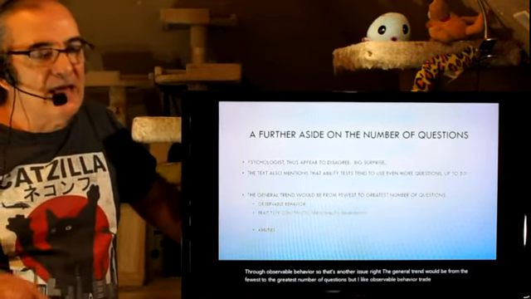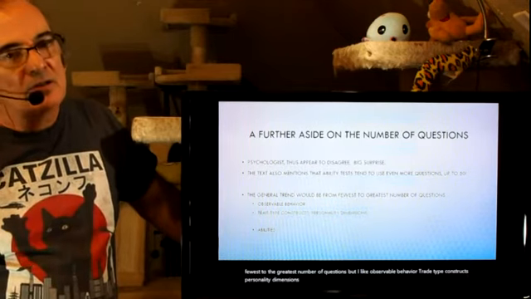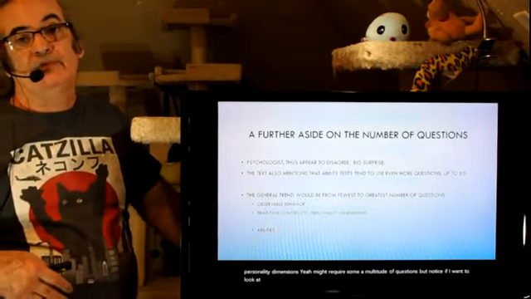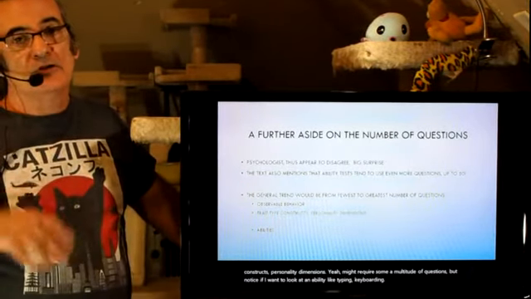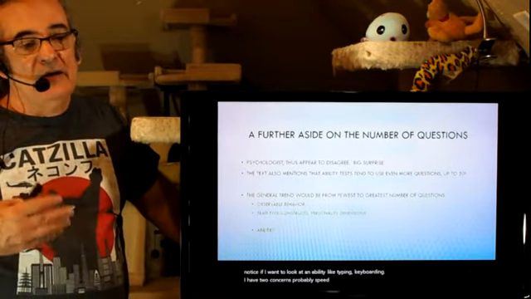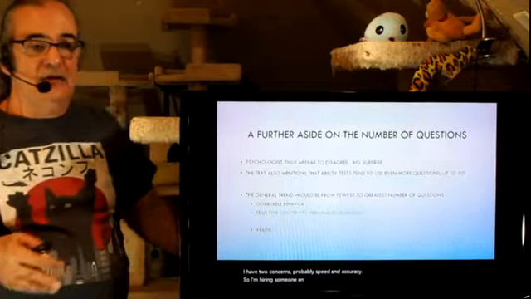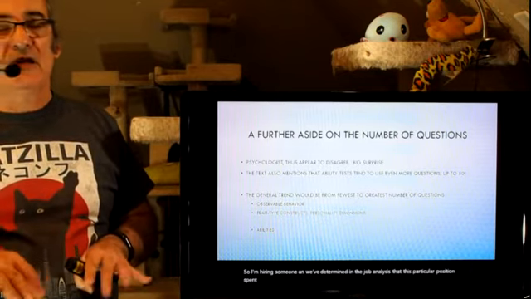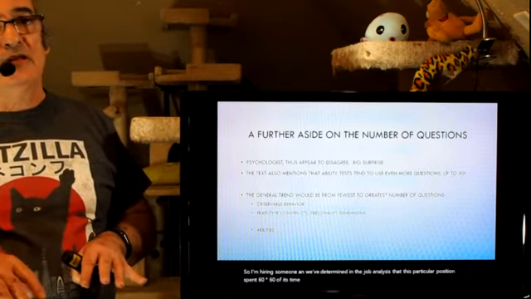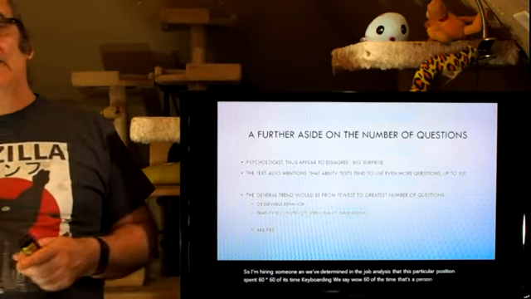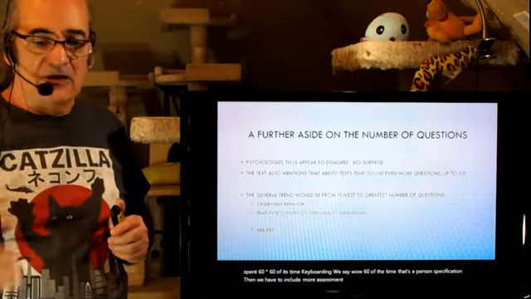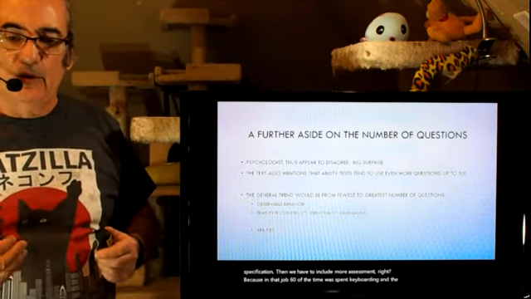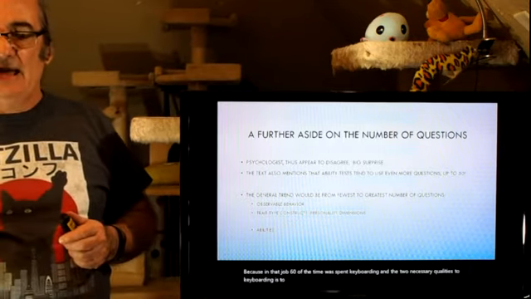Trait type constructs, personality dimensions, yeah, might require a multitude of questions. But notice, if I want to look at an ability like typing, keyboarding, I have two concerns, probably speed and accuracy. So I'm hiring someone and we've determined in the job analysis that this particular position spends 60% of its time keyboarding, and we say, wow, 60% of the time, that's a person specification, and we have to include it in our assessment, right? Because in that job, 60% of the time is spent keyboarding. And the two necessary qualities to keyboarding are to be fast and accurate.